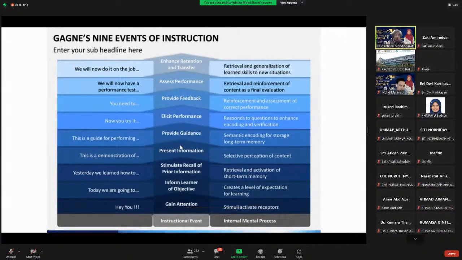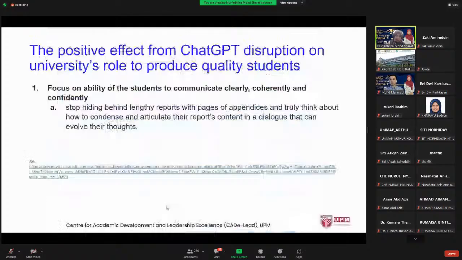So please consider using Gagne's Nine Events of Instruction. Make sure that from gaining attention towards enhancing retention and transfer, we can consider using technology to good advantage. And we need to be agile and redesign from time to time. I summarize lastly with three positive effects from ChatGPT disruption and the university's role to produce quality students.